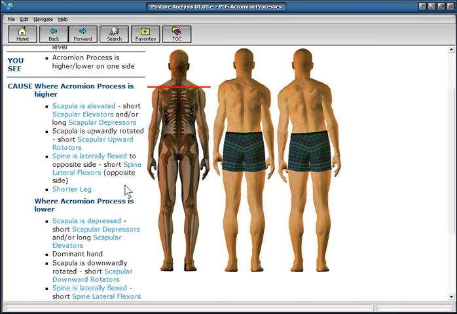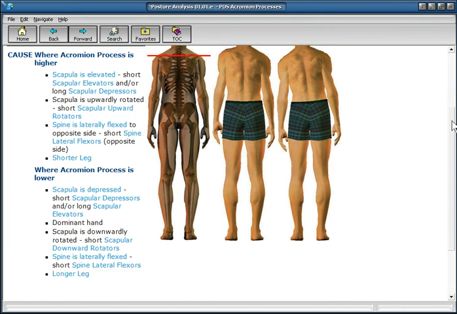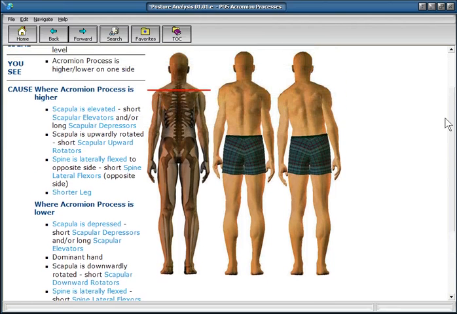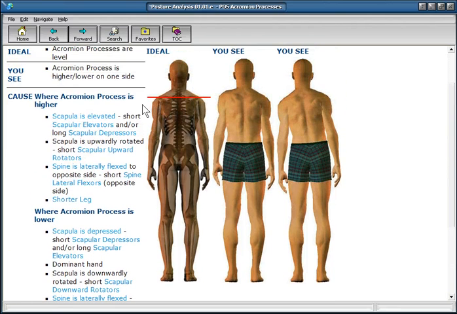Now, respectively, you've got information here as to what will happen if the acromion process is lower, like depressed scapula, for example, dominant hand, because if you've got a dominance of one hand, there's often the shoulder that's lower, scapula is downwardly rotated, and so on. Now, if this is enough information, that's cool. If it's not enough information, well, what are those scapula depressors? I don't remember them from school.